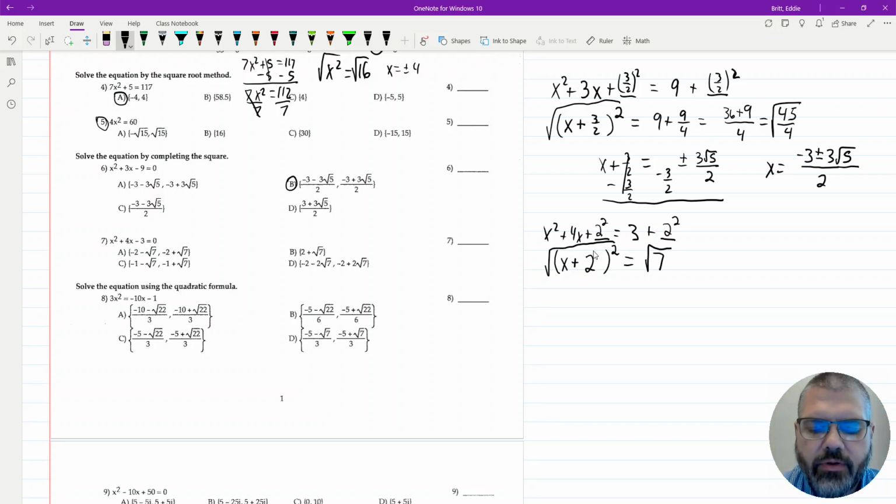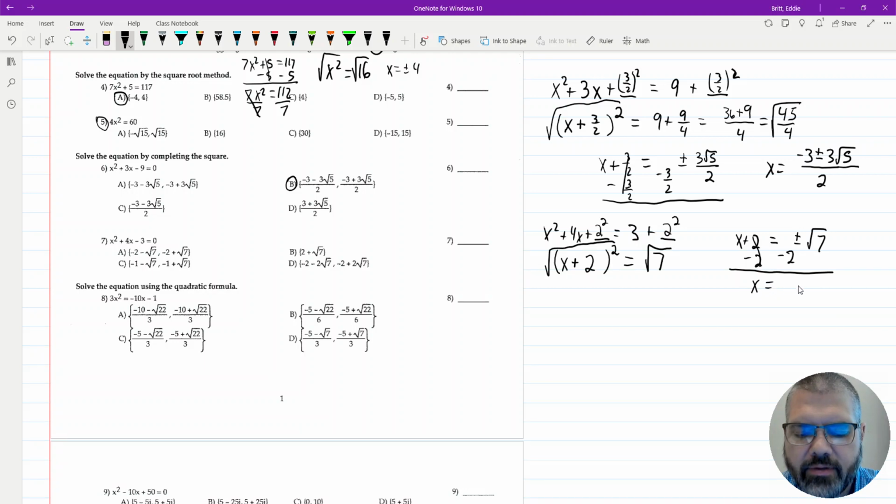And when I take the square root of both sides, remember the square root and the square cancel out. That leaves me with x plus 2. On the right side of the equation, I have to put my plus or minus. So I'm going to put plus or minus the square root of 7. Now to solve for x, I subtract 2 from both sides. And make sure you put that negative 2 in front of the plus or minus.